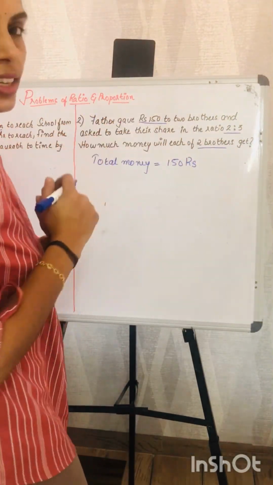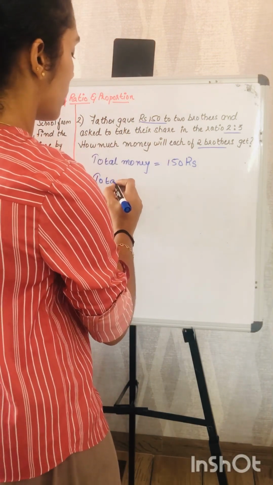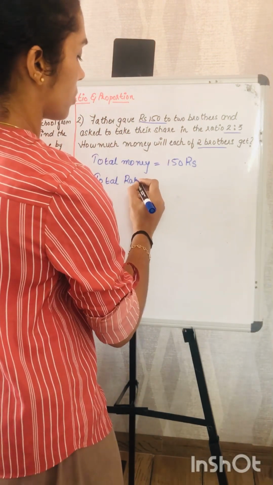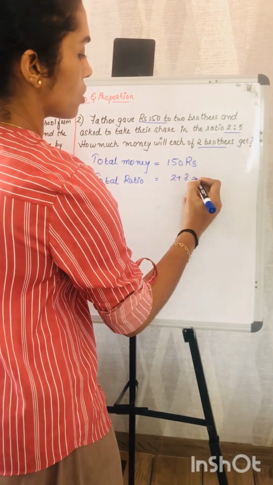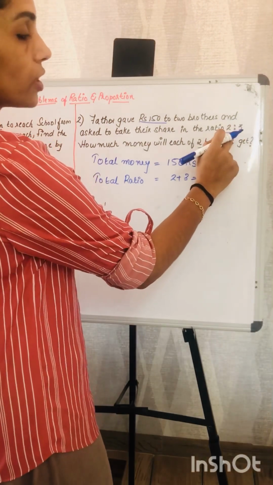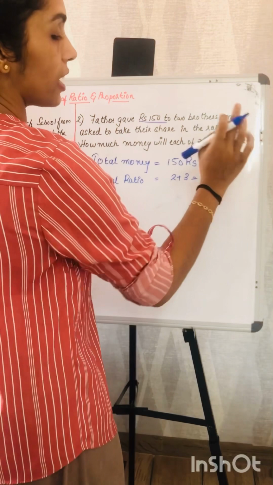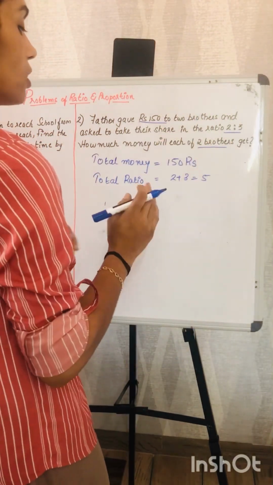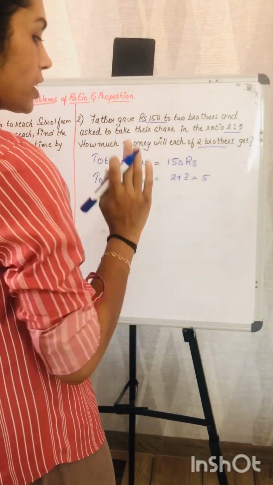So how will you understand? For that, you have to find the total ratio. What is the total ratio? 2 plus 3, that is 5. Be always careful with the order of the ratio. That is, 2 is for the first brother and 3 is for the second brother. So, remember our rule that order is an important factor in ratio.